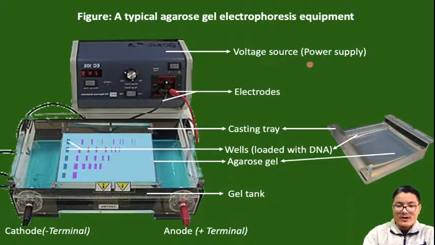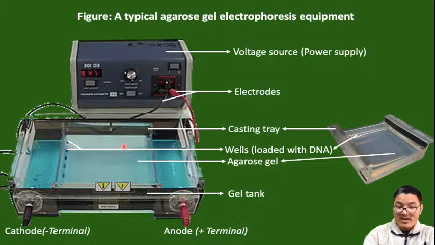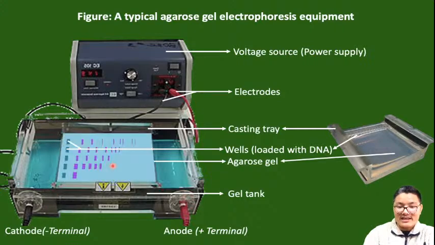Once all this setup is complete, after switching on the power supply, we are going to run the DNA. After loading the DNA into the wells, as the electricity passes from the negative terminal to the positive terminal, the wells are usually located near the negative terminal, the cathode. From the negative terminal to the positive terminal there is migration of the DNA according to size, length and charge. In that way we achieve agarose gel electrophoresis.